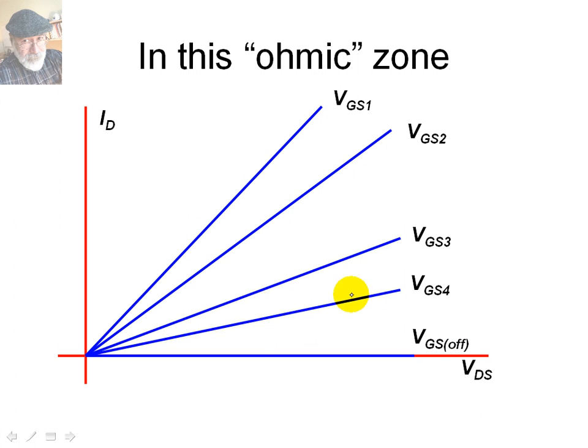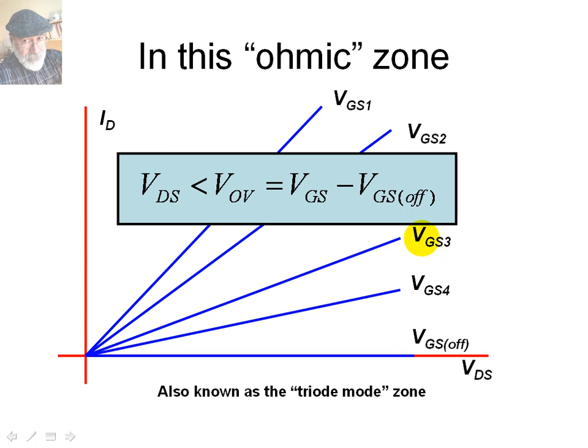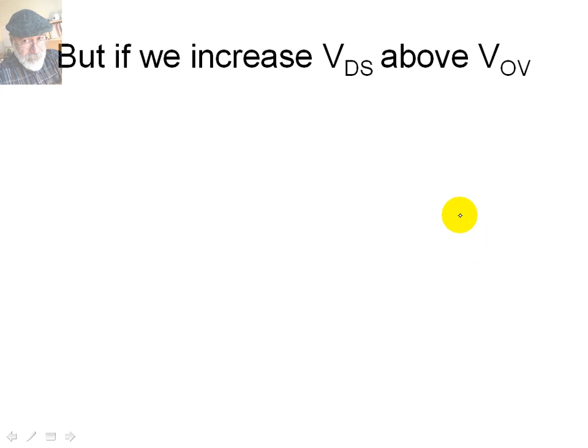But up here, the transistor is in the triode mode of operation and behaves as a variable resistor, a resistor controlled by the VGS voltage. That is true as long as VDS stays below the overdrive voltage, that safety margin above the pinch off voltage of the gate source voltage. What happens if we increase VDS above that overdrive voltage?